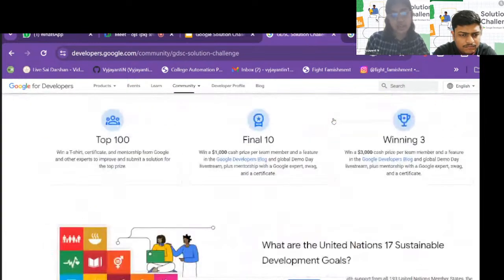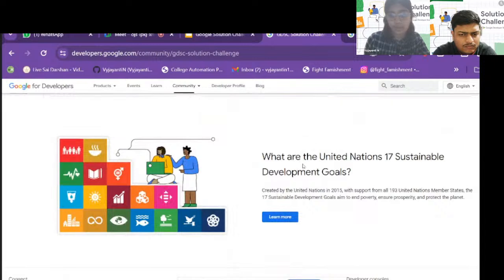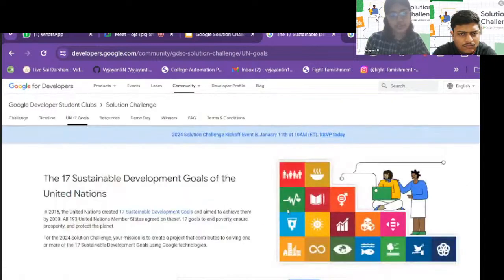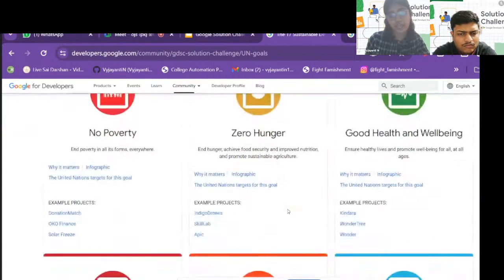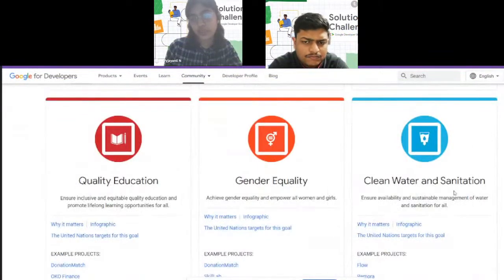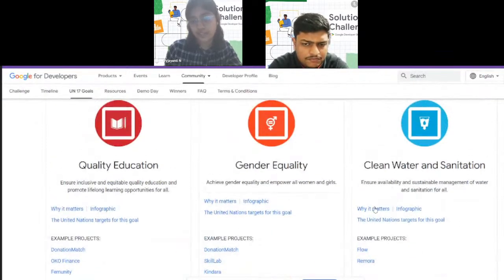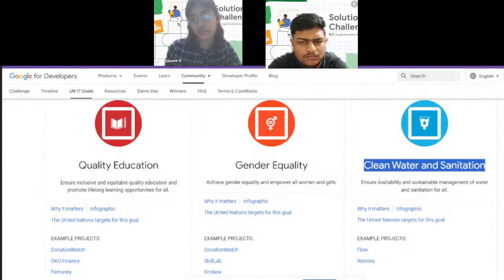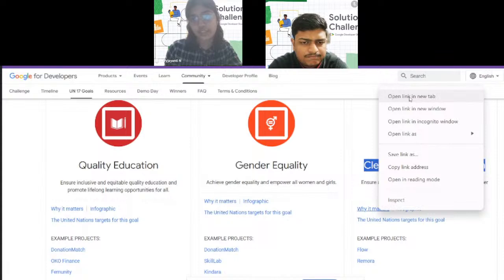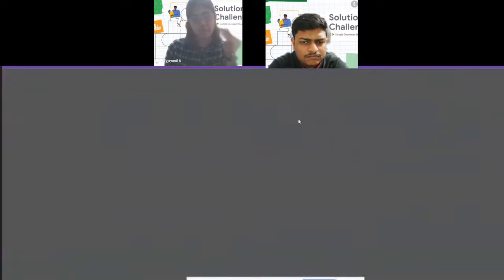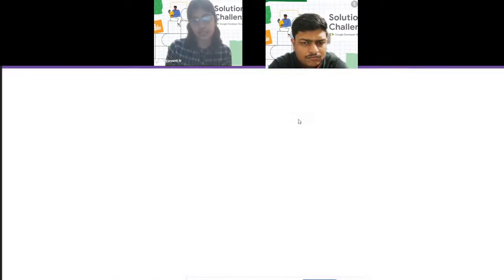Moving on to the other sections in the website. Here you can look at what the United Nations goals are, and this is one of the important things. For example, I want to build a solution in clean water and sanitation. Apart from what these goals are, like why it matters and infographics, all the description about this will be clearly stated here. For example, if I click on why it matters for clean water and sanitation, and you're not sure about the problem statement, everything will be clearly stated in this. So you can look at this one.